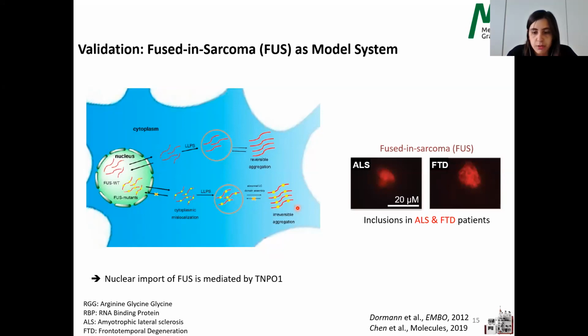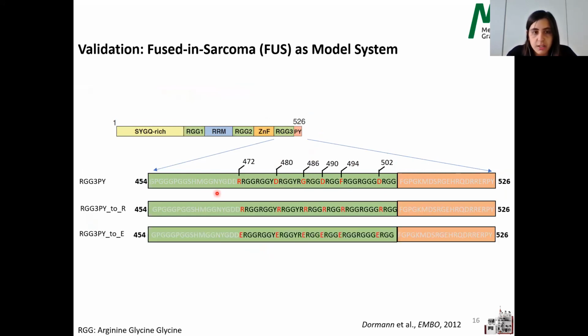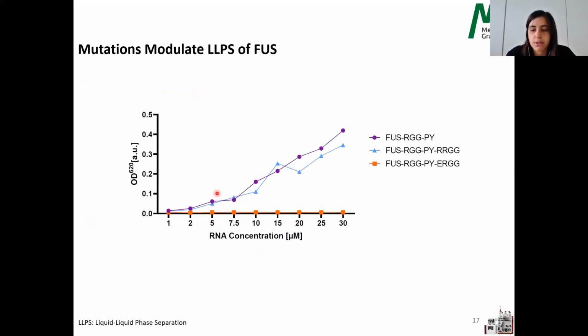We also know that the nuclear localization of FUS is mediated by transportin 1. Transportin 1 recognizes the PY nuclear localization signal of FUS and also the RGG3 region. For that reason, we decided to work on that area, and I introduced mutations in 6 different positions. Here you can see I mutated all of them to arginine or glutamic acid. Then I checked their phase separation, and we observed that the glutamic acid mutation totally abolished the phase separation of the FUS RGG3-PY. However, the R mutation has no significant effect on it.